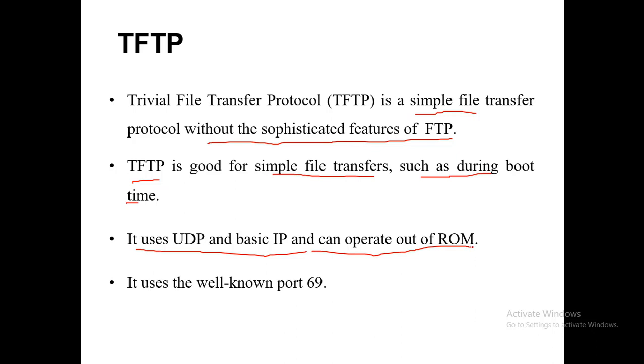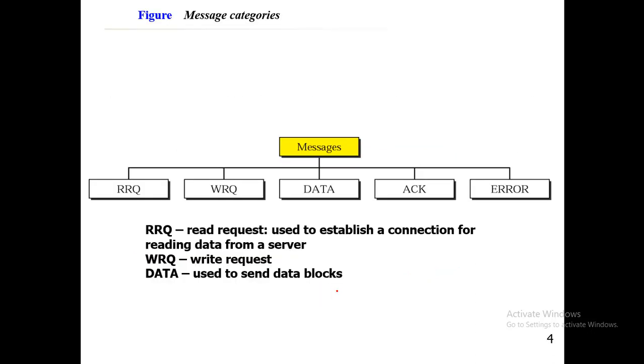Instead of TCP, it uses UDP and basic IP, and it can operate out of ROM. FTP supported both sequential and random access, but this is only random. Instead of TCP we are dealing with UDP, and the well-known port is 69. There were two ports in FTP, the first was 21 and the second was 20. Here we are talking about only one port, 69.